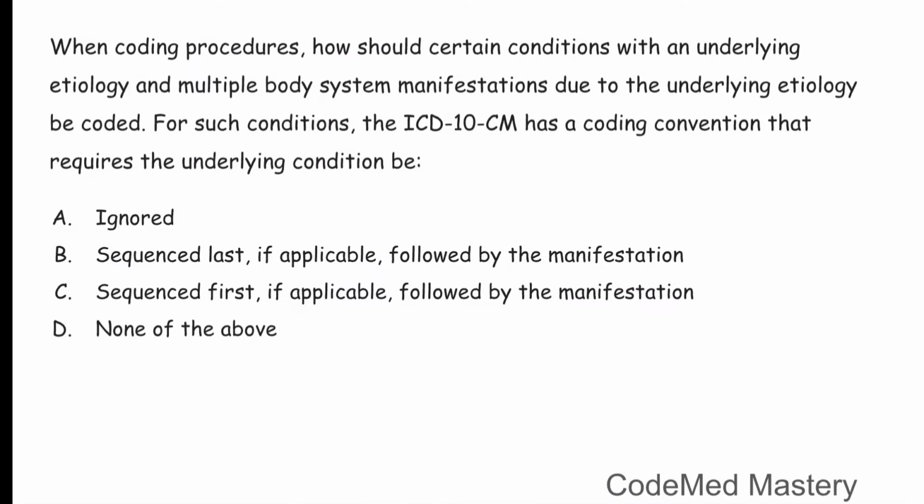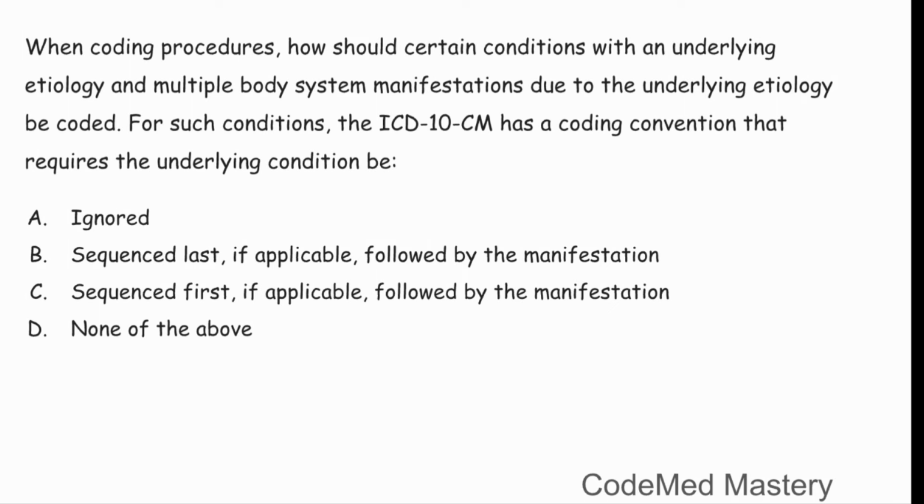Next question. This question is from the ICD-10 guidelines. When coding procedure, how should certain conditions with an underlying etiology and multiple body system manifestations due to the underlying etiology be coded? For such conditions, the ICD-10-CM has a coding convention that requires the underlying condition be option A ignored, option B sequenced last if applicable, followed by the manifestation, option C sequenced first if applicable, followed by the manifestation, and option D none of the above. The right answer is option C.